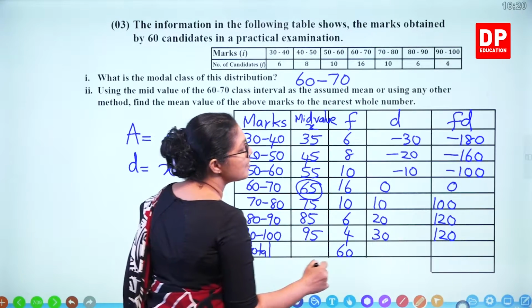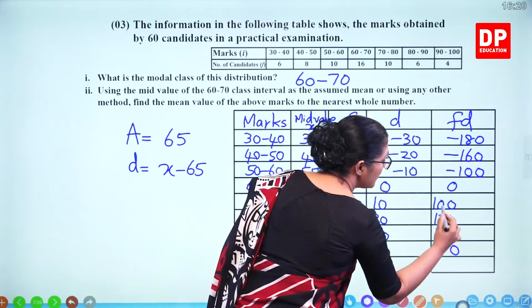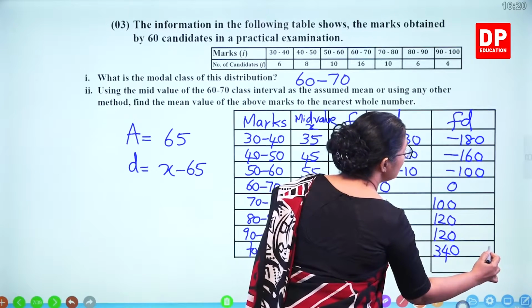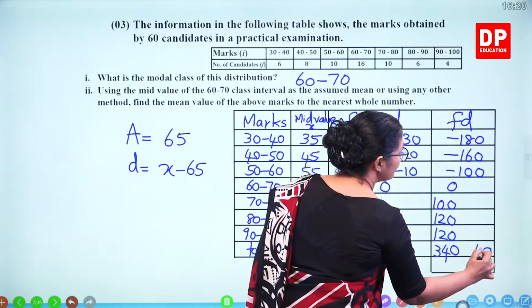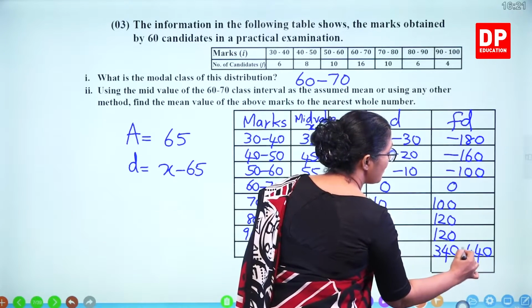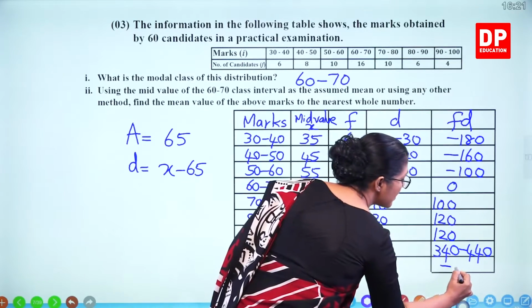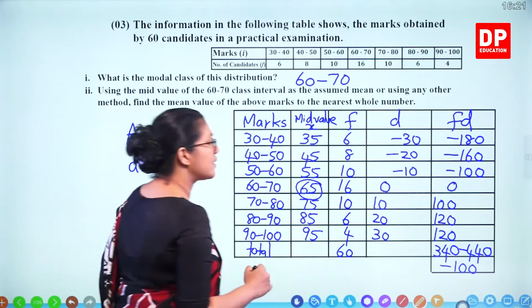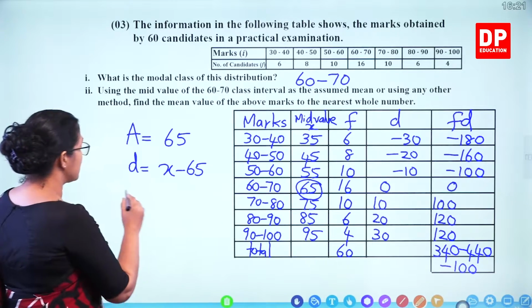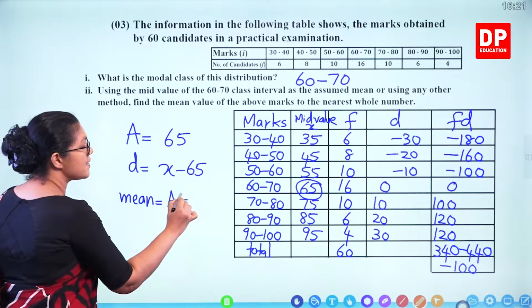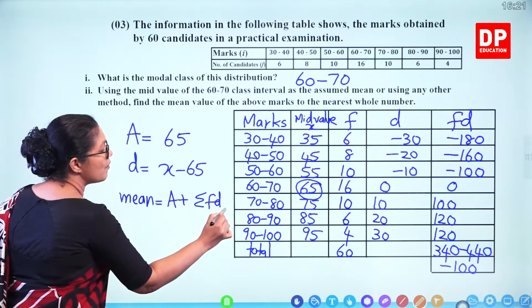Now we'll take the positive. Total is 340, negative total 440. So you get 100, that's negative 100 is the total. So what's the mean formula? Mean is assumed mean plus sigma FD over sigma F.